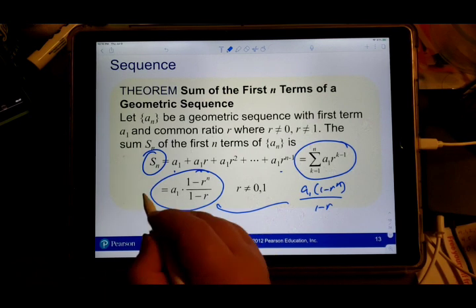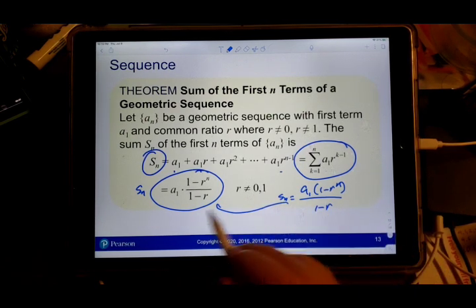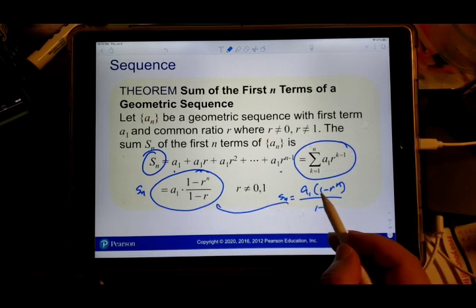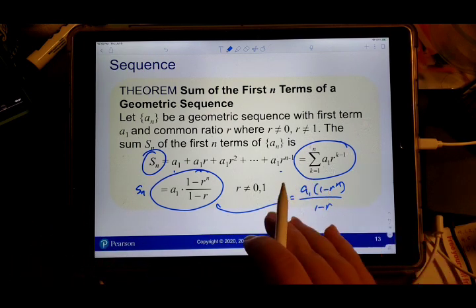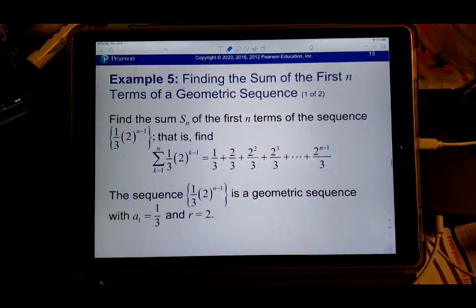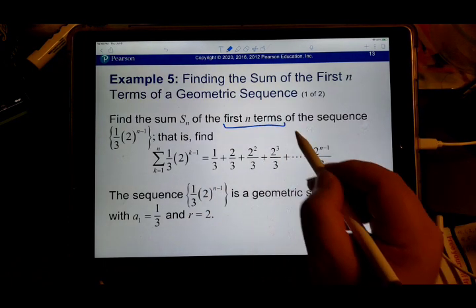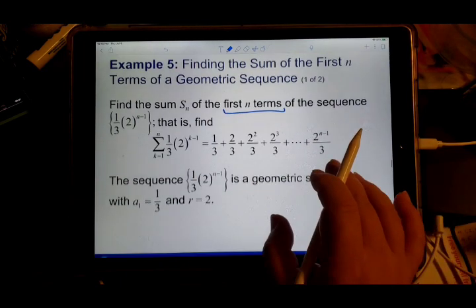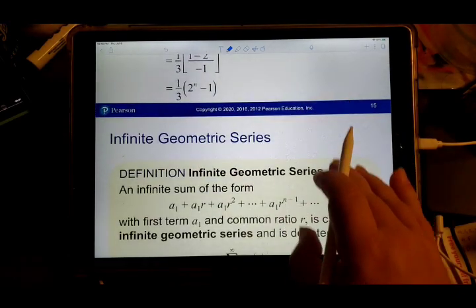This is the formula for S sub n, the sum of the first n terms of a sequence. It's the first term multiplied by 1 minus r to the n, divided by 1 minus r. That might not look easy, but it's certainly better than adding a bunch of terms together. Let's look at what I mean by that. All right, not a fan of this particular example because it asks you to find the sum of the first n terms. Let's find an example where they ask you to find something a little more specific.